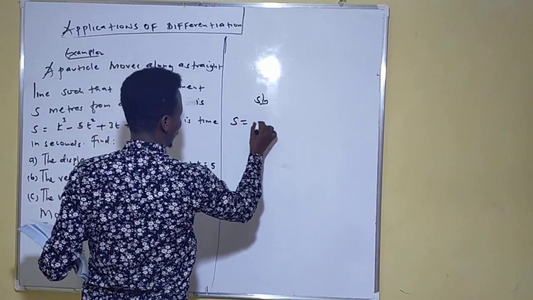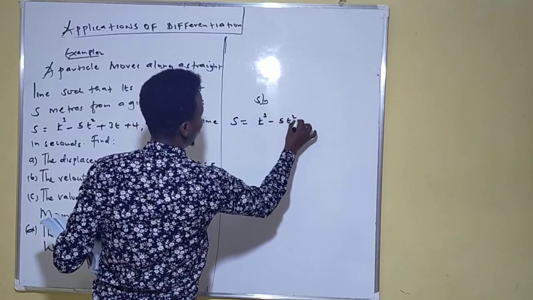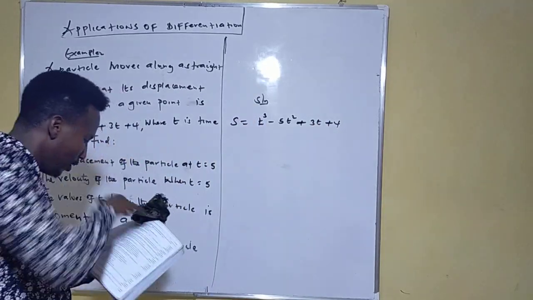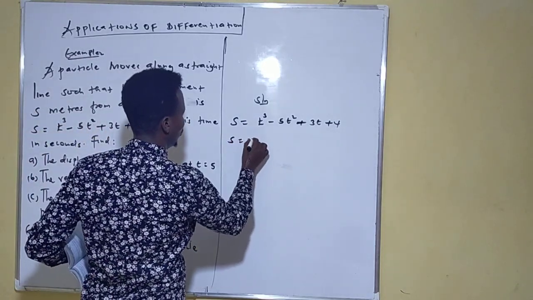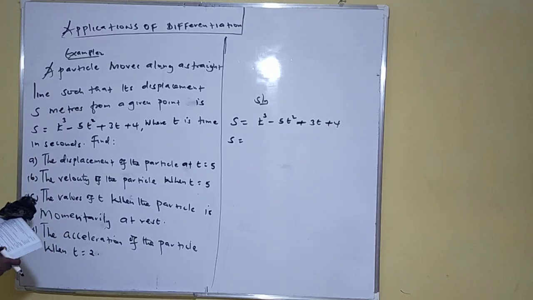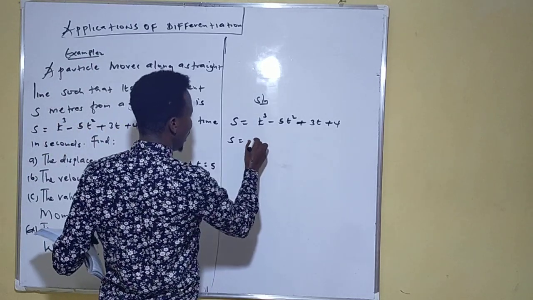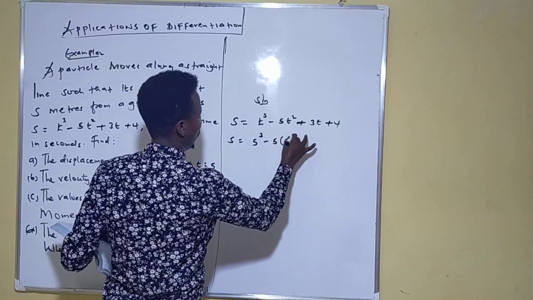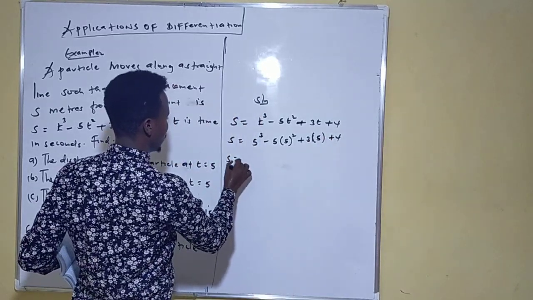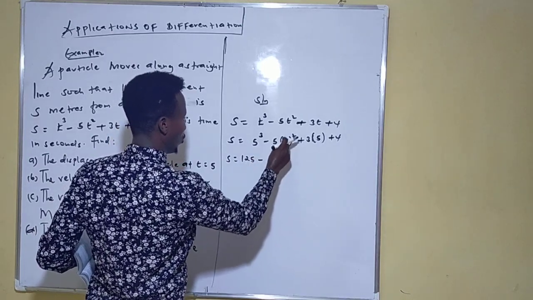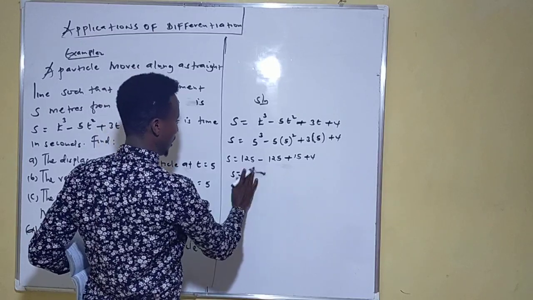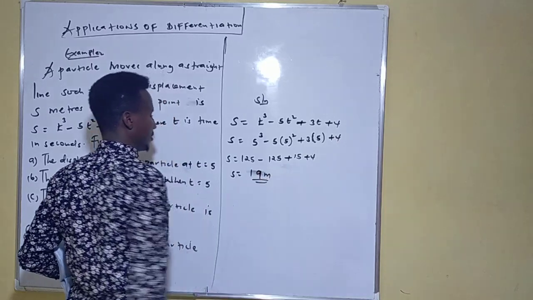I know that s is equal to t power 3 minus 5t squared plus 3t plus 4. So displacement s, where t is 5, because I was told the displacement of the particle when t is equal to 5. So I will substitute here: 5 power 3 minus 5 into 5 squared plus 3 into 5 plus 4. This gives s is equal to 125 minus 125, because 5 squared is 25 times 5, plus 15 plus 4. Obviously these two will go. s is equal to 19 meters. So that's the distance, the first answer.